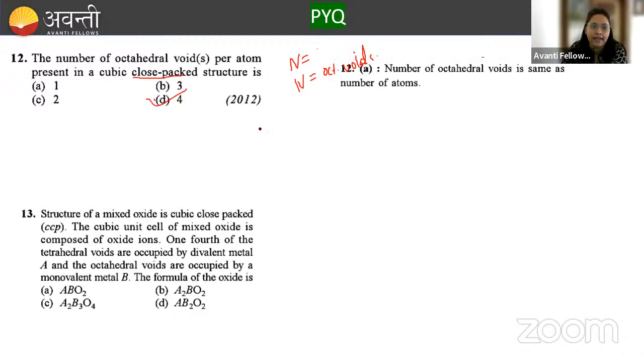Any doubt? Next, structure of mixed oxide is cubic closed pack, that is CCP. The cubic unit cell of mixed oxide is composed of oxide ions. 1/4 of the tetrahedral voids are occupied by the divalent atom. Octahedral voids are occupied by the monovalent atom. Formula of the given oxide is? So this is a very, very good question actually.